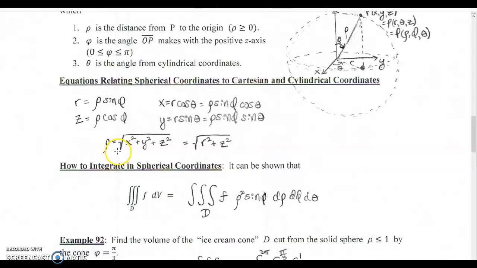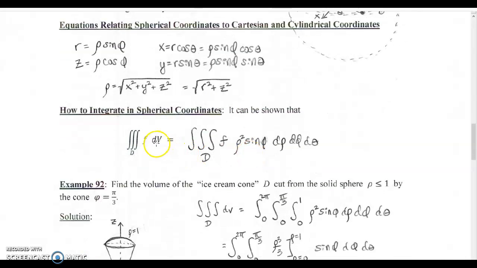And rho is equal to the square root of x squared plus y squared plus z squared, or the square root of r squared plus z squared. Now, the dV, which was dz dy dx in rectangular coordinates, or dz r dr d theta in cylindrical coordinates, is now rho squared sine of phi d rho d phi d theta.